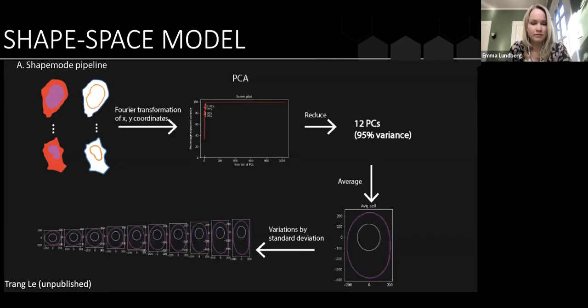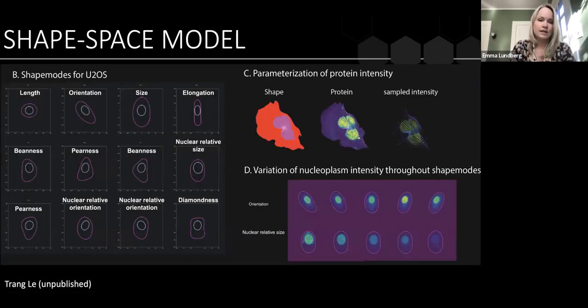So here we have, very similarly to the work that the Allen Cell Institute has done, which are collaborators on this project, where we built this shape mode pipeline where we basically assume that the shape in 2 dimensions for our flat cells is relevant, and we can capture the outlines of the cell through a Fourier transformation. And then with a PCA, the top 12 PCs for U2OS, for example, explains 95% of the shape variance. And we can then look at the variance for these different shape modes.